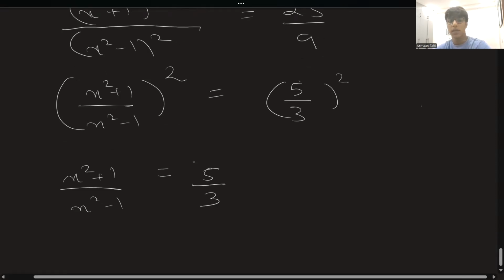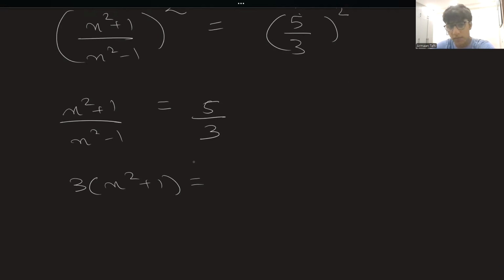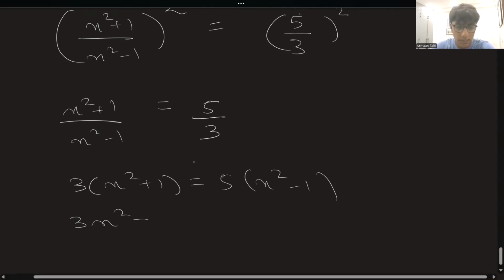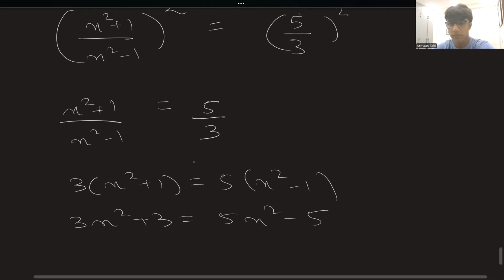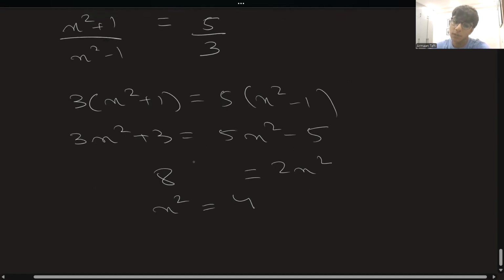Okay. So you cross multiply, you get 3 times (x squared plus 1) equals 5 times (x squared minus 1). And you get 3x squared plus 3 equals 5x squared minus 5. Transpose it, you get 2x squared is equal to 8. And you get x squared is equal to 4. So that x can be equal to plus minus 2.